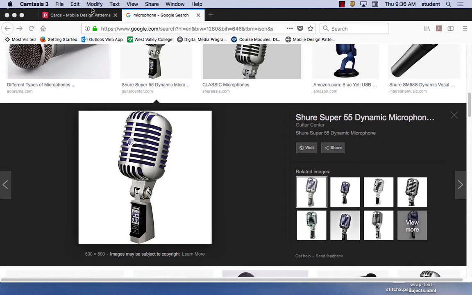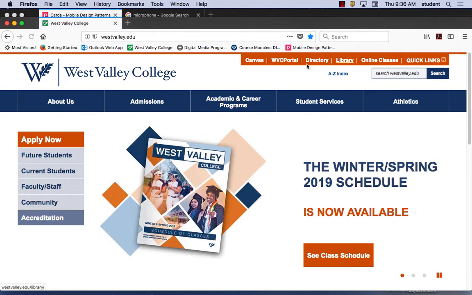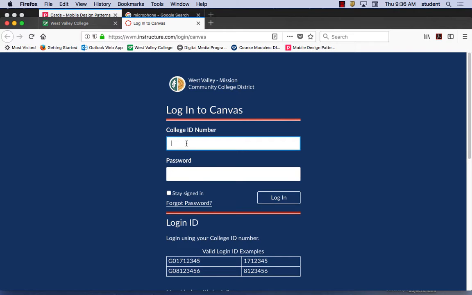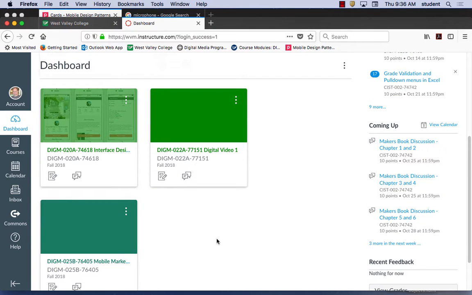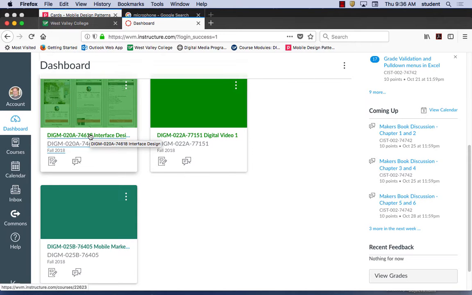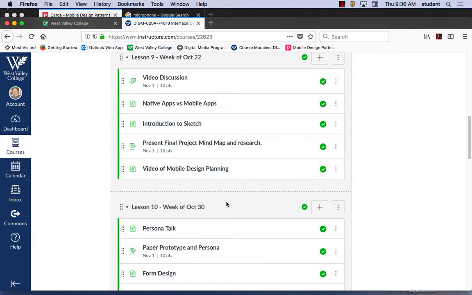So let's first go to Canvas for a moment. Last class we watched the native app versus web app, right? And so I think that sort of leads into the technology discussion, right?